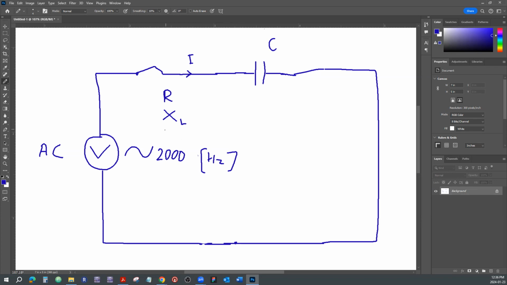So the capacitor also has a reactive resistance, which means it has reactance. Reactance is a reactive resistance. And because it's a capacitor, we're going to call it XC, which stands for the capacitive reactance. All right? Okay.